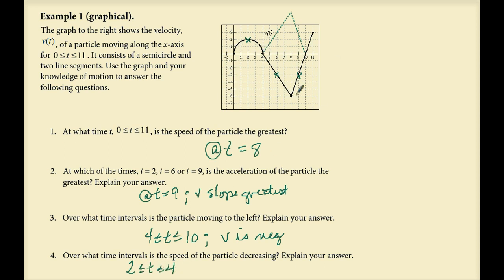Then from 4 to 8, we have velocity negative and acceleration negative. So this is where speed will be increasing. But from 8 to 10, we have velocity negative, acceleration positive. So this is another interval where speed will be decreasing, from 8 to 10. And why? Because velocity and acceleration have opposite signs in those intervals.